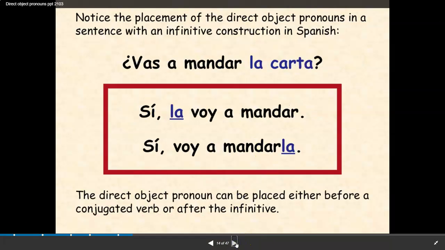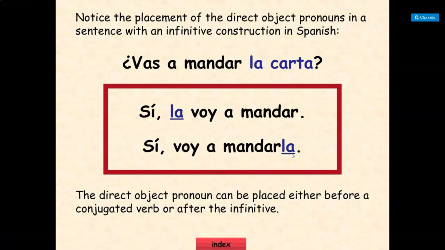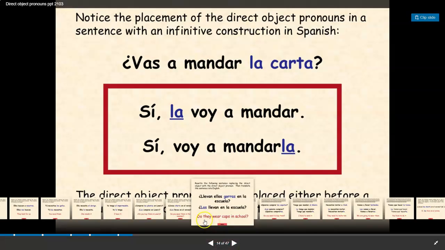Okay, look at this next example. Vas a mandar la carta. Sí, la voy a mandar. Or sí, voy a mandarla. Are you going to send the letter? Yes, I'm going to send it. They both mean the same thing. It's just two different ways that you can do it. You can attach it to the infinitive or you can place it always before the conjugated verb.